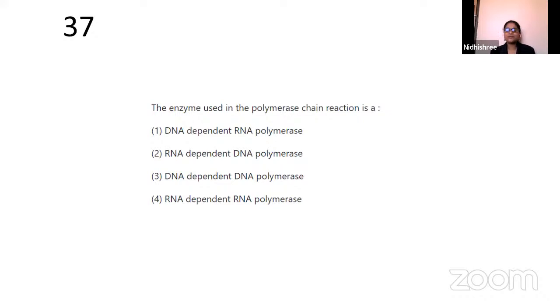Enzyme used in polymerase chain reaction. Very easy question. Why are there no answers? Lohit option A, DPM option A. What about others? Option 3. Kanchanaraj voted for option 3. Samrintaj and Padmayan again voted for option 1.